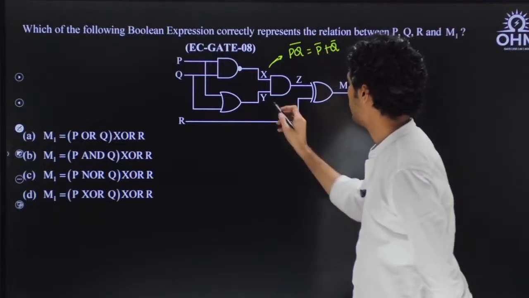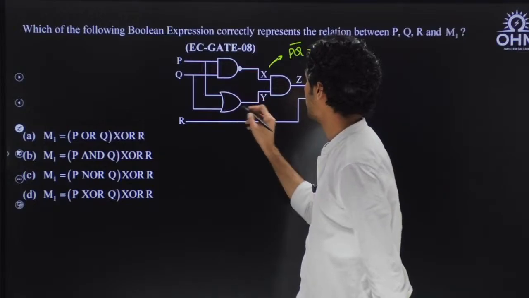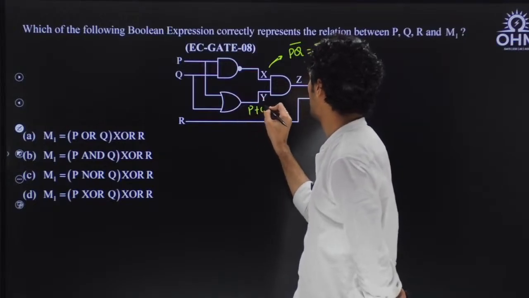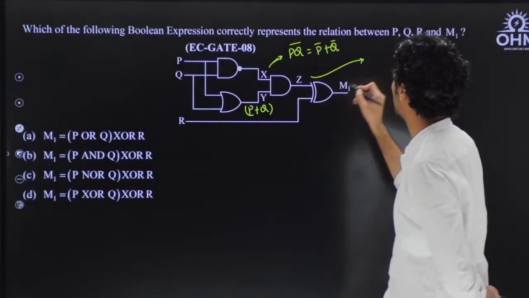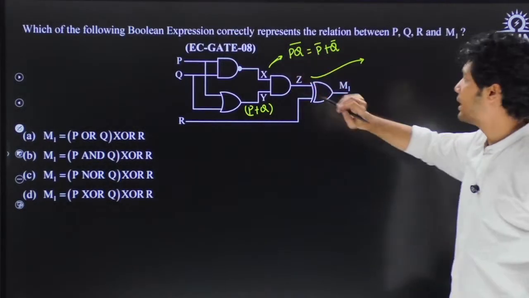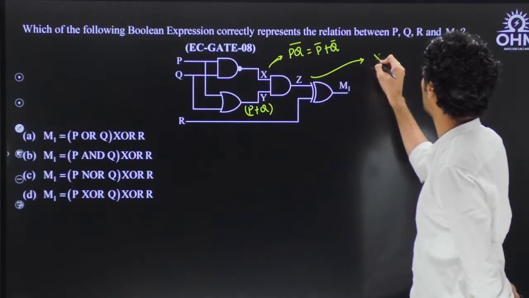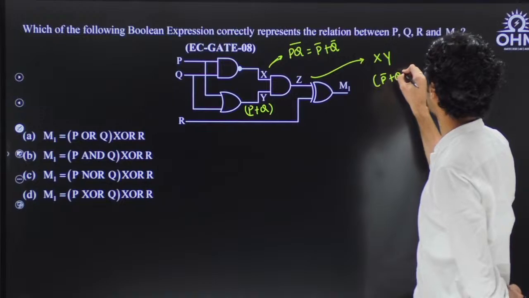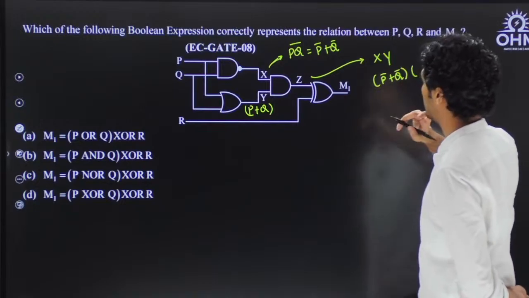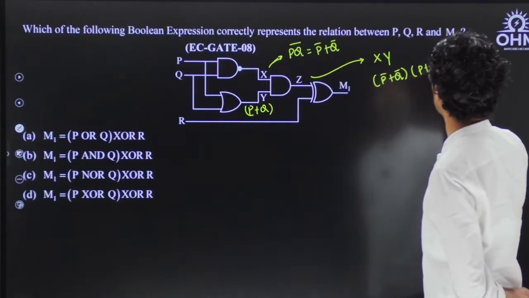Okay. And then what is y? Y is basically OR of PQ. So this is P plus Q. And then what is Z? Z is equal to multiplication of both because it is an AND gate. So it is x into y. So substitute x and y. We have P bar plus Q bar into P plus Q.